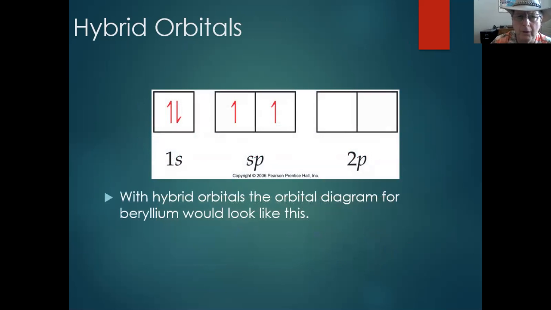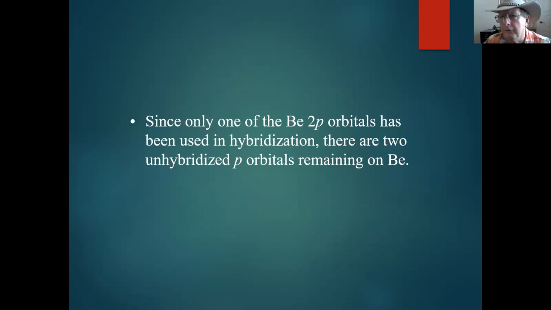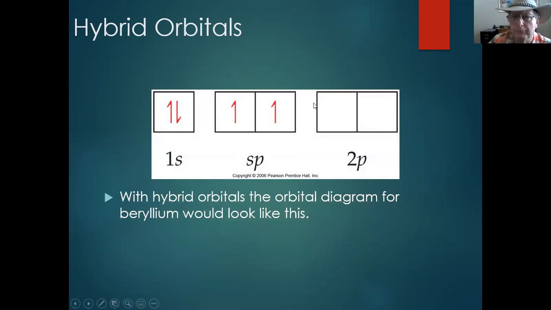If I'm going to draw this, remember, I took one S orbital and one P. If I hybridize them, then this new orbital is going to take some of the characteristics of the original orbitals, including the energy. So my SP is going to be higher than the 2S was, but lower than the 2P. You have to remember, when I did this hybridization, I only took one P orbital. There are still two P orbitals out there free. Keep that in mind. We're going to need that in the future.